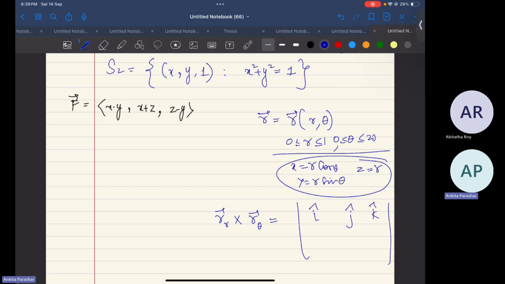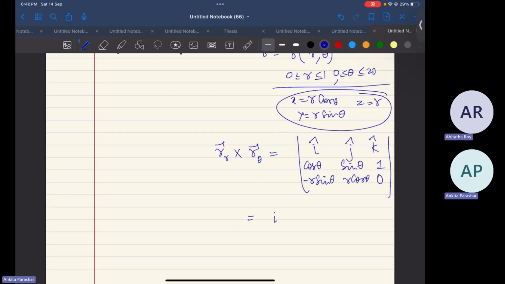So if you differentiate your position vector x, y, z with respect to r, the first coordinate is x, which is r cos theta. With respect to r, it becomes cos theta. y becomes sin theta, and then last is 1. And with respect to theta, it will be minus r sin theta, r cos theta, and then 0. Is that okay?